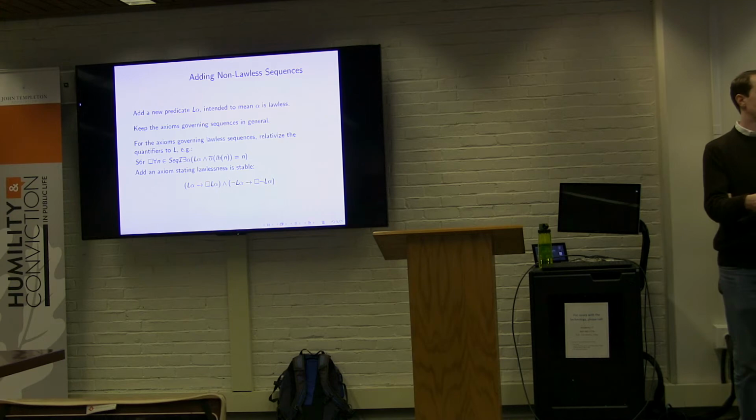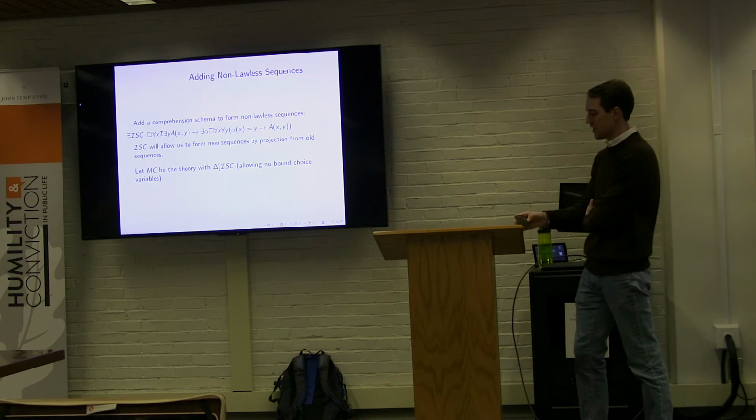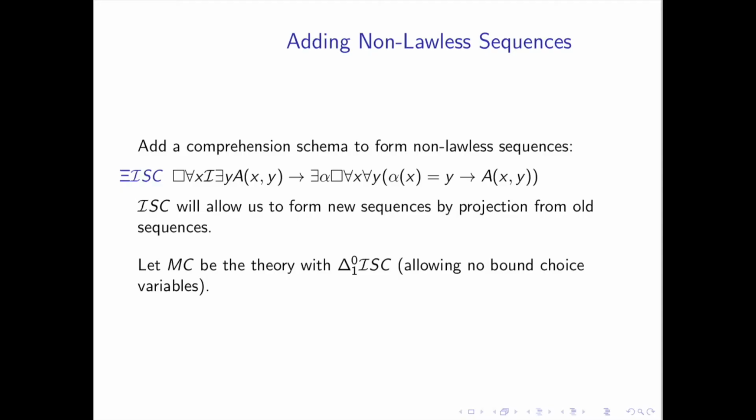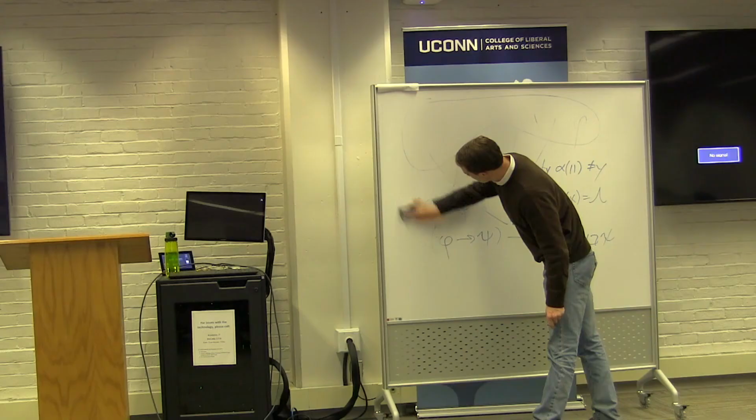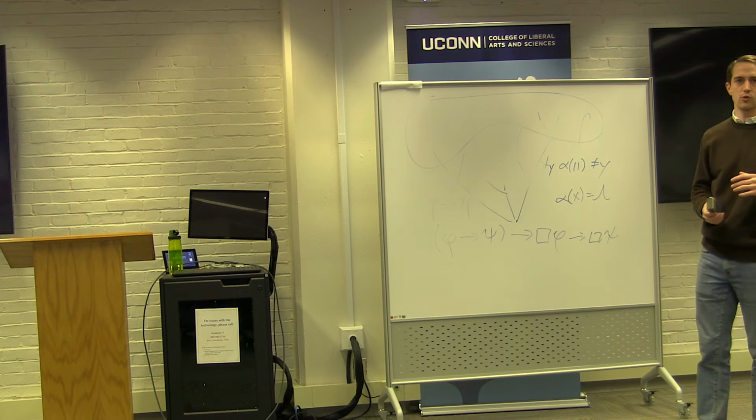So to add new sequences, we get this comprehension scheme. So necessarily for all x, if necessarily for all x, it's inevitable that there is a y such that axy, then there is an alpha such that necessarily for all x and y, if alpha x equals y, then axy. So this is important because it allows us to form projections of old sequences.